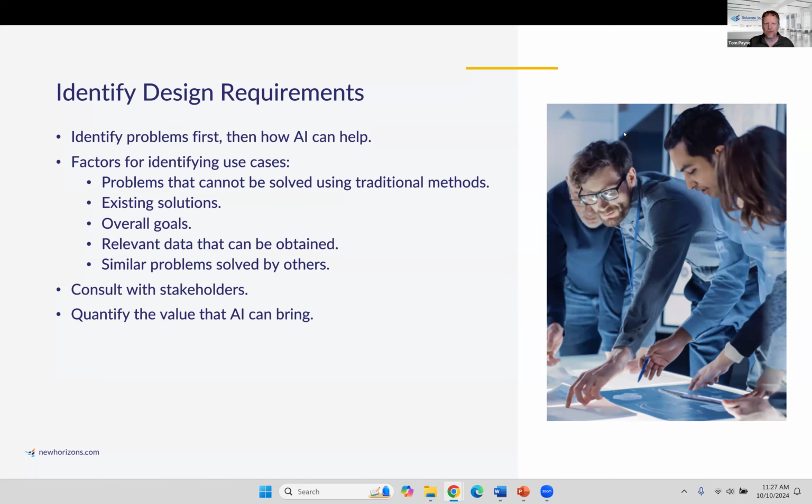So you've got to figure out your overall goals. What do we need in order to achieve the goals? And are these kinds of problems already being solved by someone? Maybe I don't need to even invent anything. Maybe I can subscribe to some service that'll do it for me, like Microsoft Azure, which has a bunch of AI services built in.